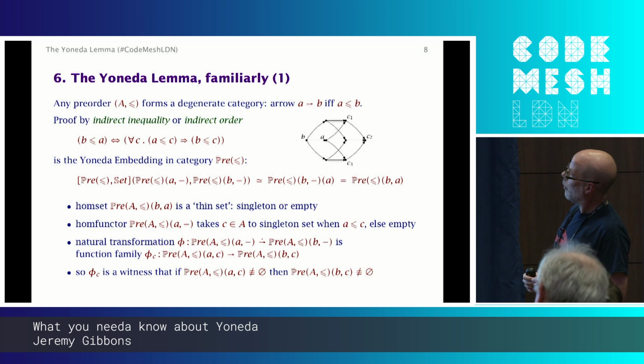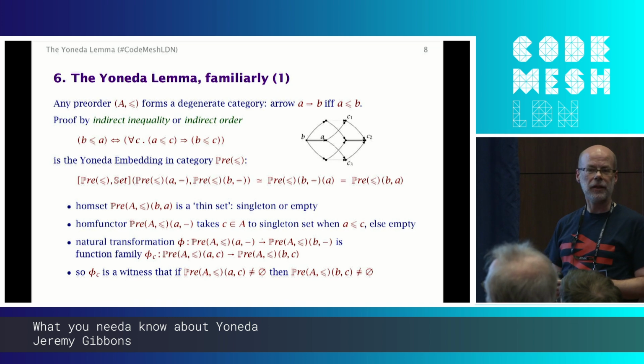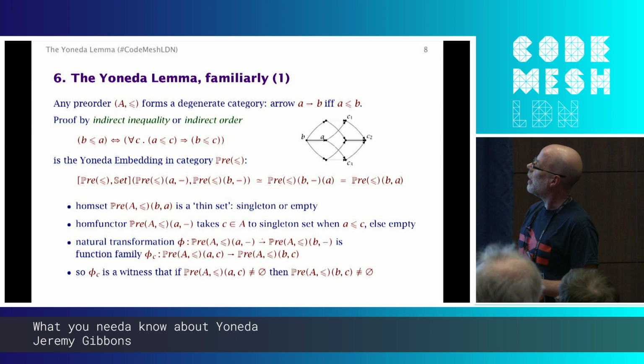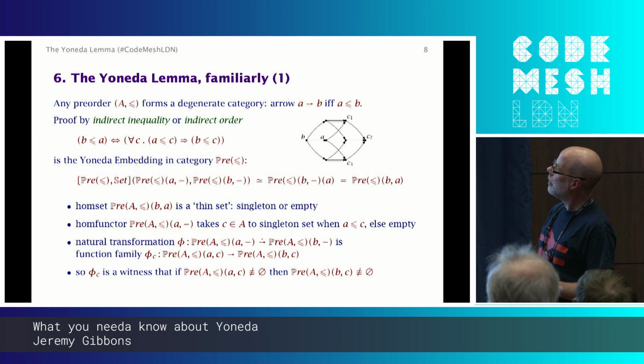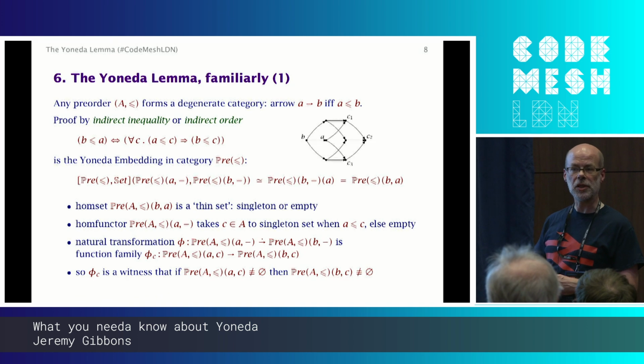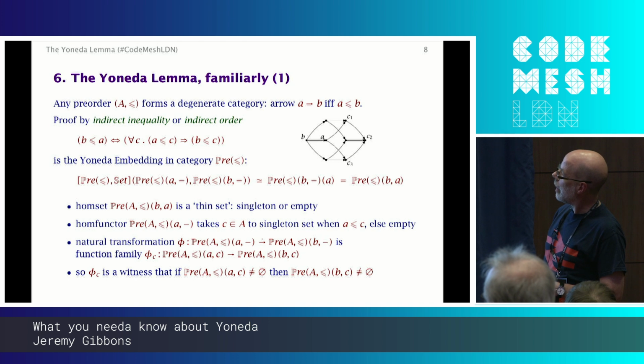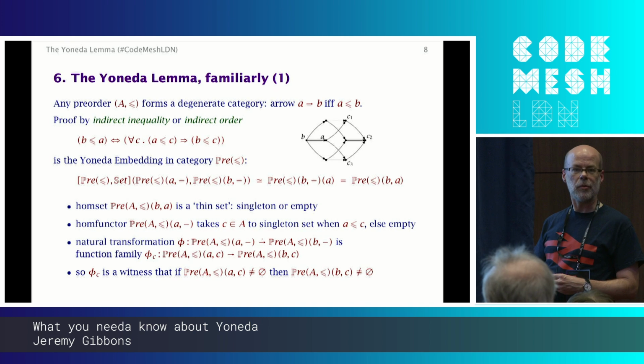So there's an arrow from the dot labeled B to the dot labeled A. That's illustrating the fact that B is less than or equal to A. And then the various dots labeled C, B is below A because all the things that are above A are also above B. Conversely, if all the things that are above C are also above B, then B must be below A. This is what it is to be below.